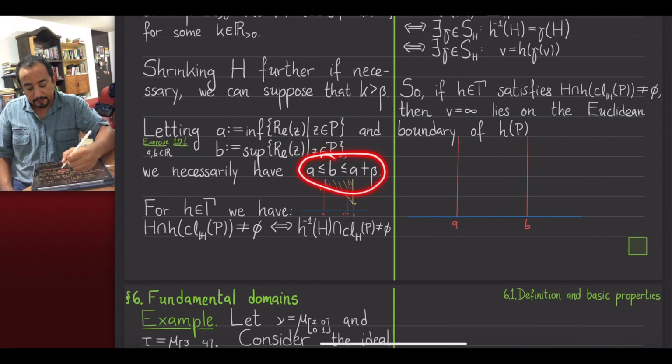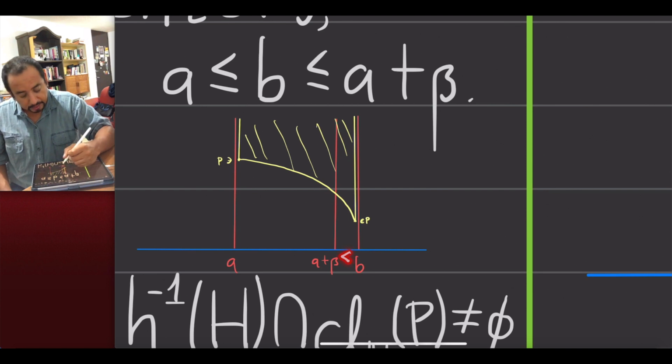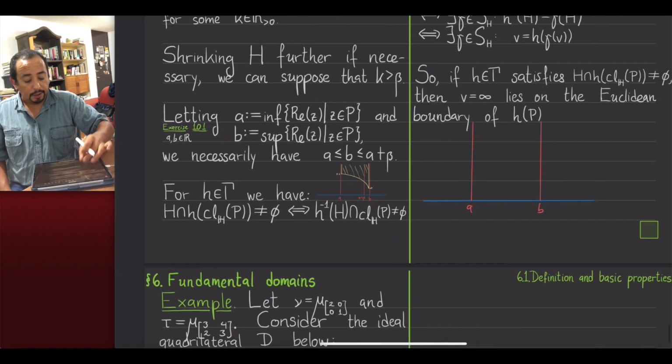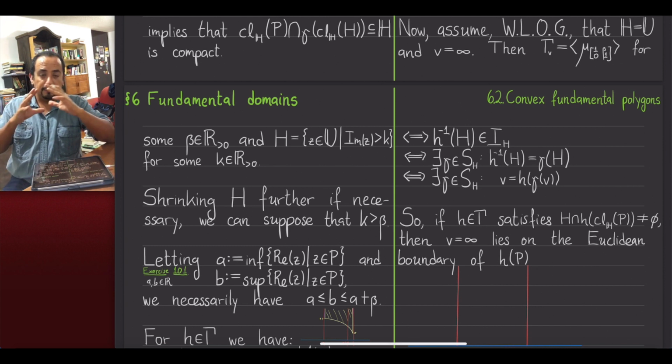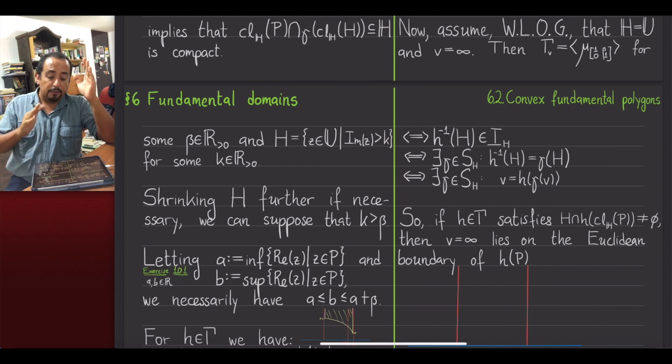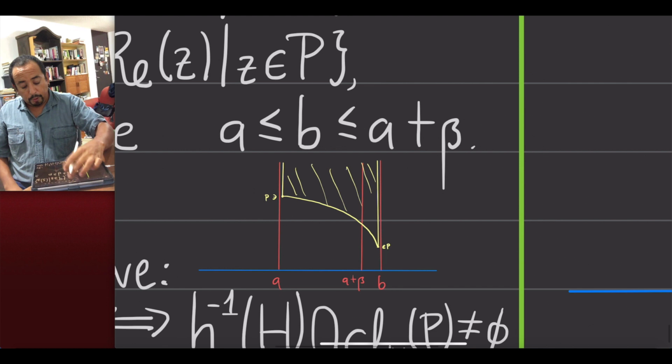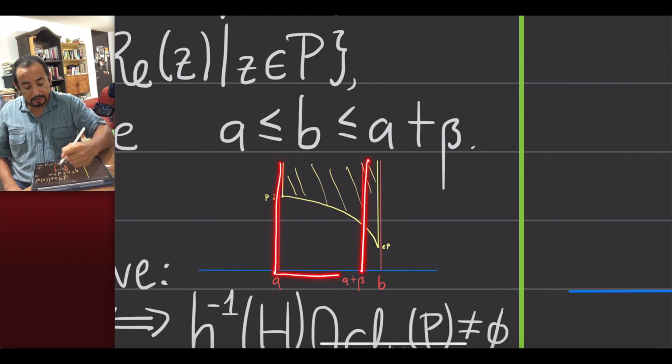So this must not happen. So this must be the case. Okay. Now let me back off a little bit and see what I have just shown. So I just showed that if I'm given my convex locally finite fundamental domain that has this v in its boundary at infinity, then that fundamental domain must be contained in a stripe of width at most beta. That's what I just showed.